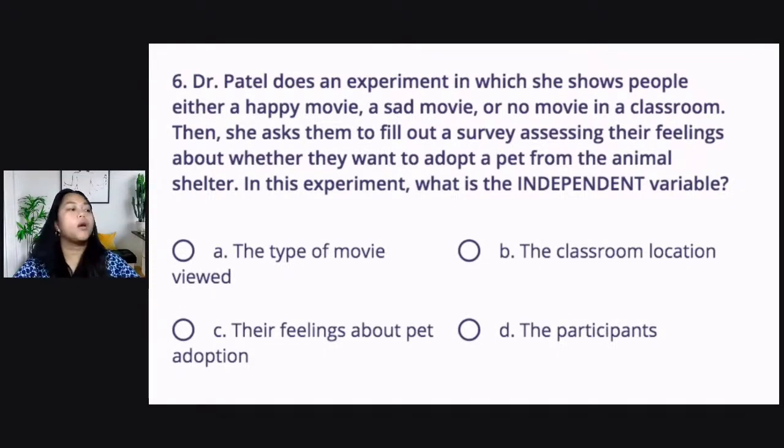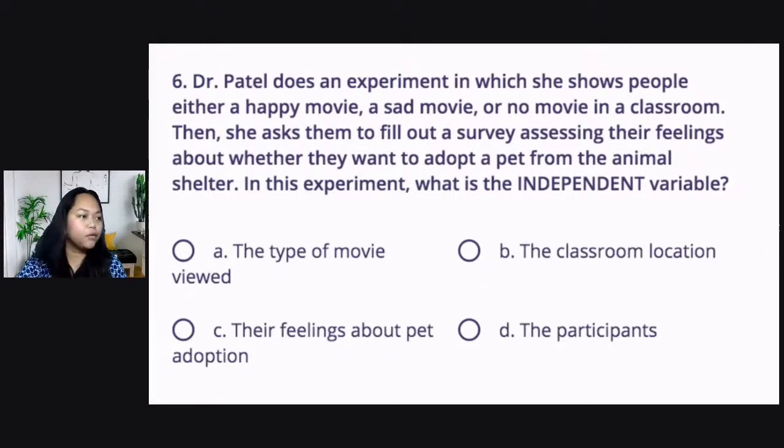We are looking for our independent variable, okay? So we're looking for our independent variable here. So again, meron tayong si Dr. Patel, and she did a study, okay? She showed people different, or she has 3 different groups of people. So yung isang grupo, pinanood niya ng happy movie, the other one, pinanood niya ng sad movie, and the last one, walang movie at all, okay? And then at the end, she asked them to fill out a survey assessing their feelings about whether they want to adopt a pet or not. Okay, so what then is our independent variable in this type of study?